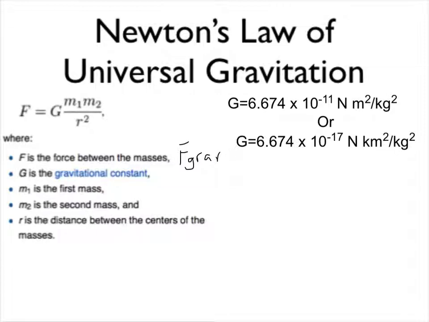So I told you that G is a constant, and here I am, and I'm going to give you two values for it. And if you look closely at these two, you'll see that they're actually the exact same value. Sometimes we will use G as equal to 6.674 times 10 to the negative 11th. Its units are newtons meters squared per kilogram squared. Or sometimes we'll use it as 6.674 times 10 to the negative 17th, newtons kilometers squared per kilogram squared. And so whether we use the top one or the bottom one depends on whether the distance between the centers of our masses, which we'll talk about in a second, are measured in meters or kilometers.